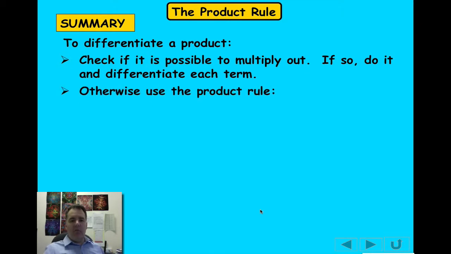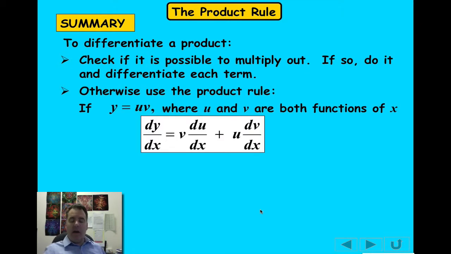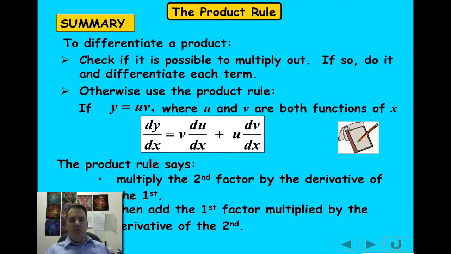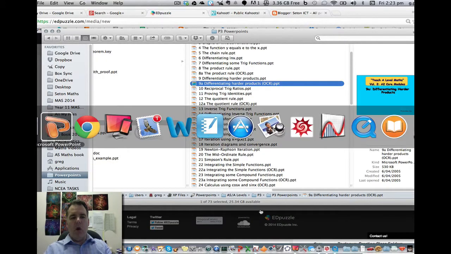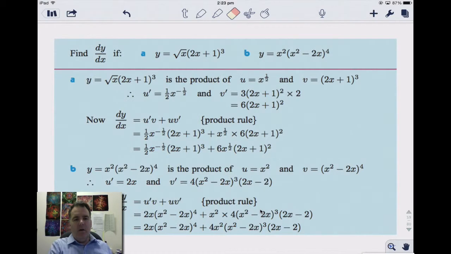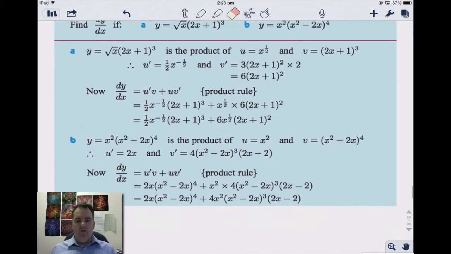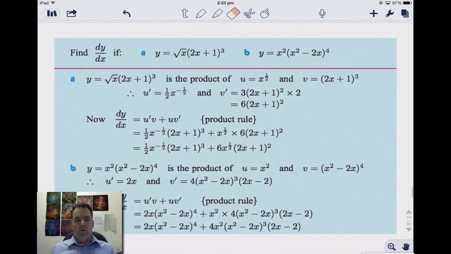Okay, so product rule we've been through. I'm going to show you one more example. There's the formula. I'm just going to switch over to my iPad now. Okay, this is the example from page 50 on your notes that I've given you.